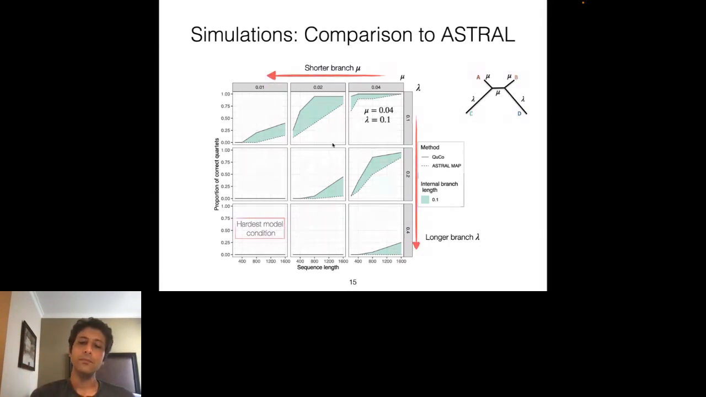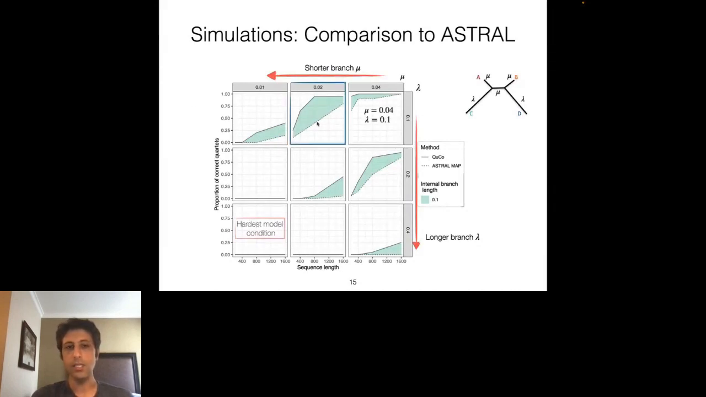The dotted line is what you would get if you just use Astral, so basically the most frequent maximum posterior gene tree. The solid line is QuCo. So that area in between is the improvement you get going from Astral to QuCo for all of these conditions.